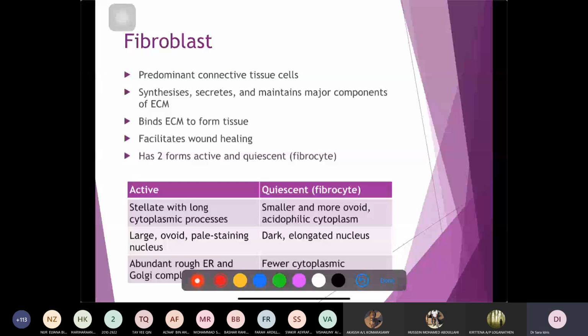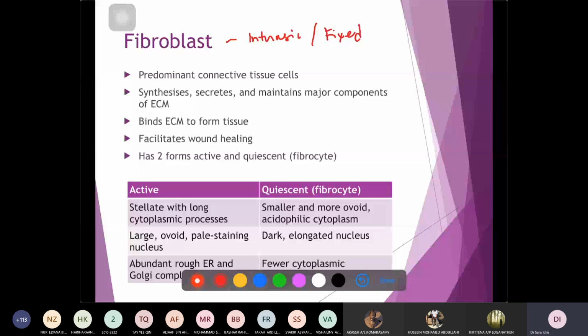Okay, so now we're going to look at the specific cells that we have. In the fixed or intrinsic cell category, you have fibroblasts. So fibroblast is a type of intrinsic cell, or fixed, that means it doesn't go anywhere. It develops and matures in the specific area itself. It's the predominant connective tissue cell. You have a lot of fibroblasts in your body.